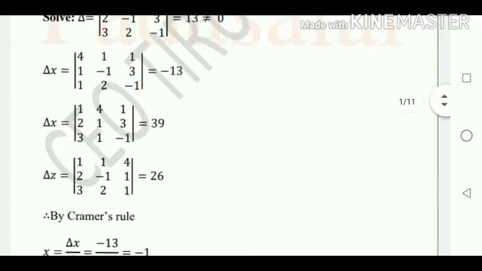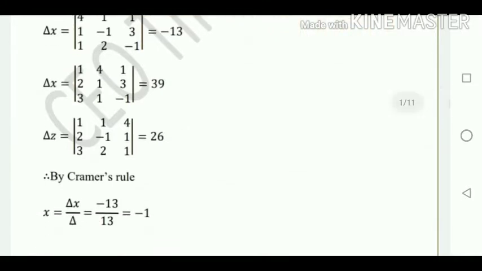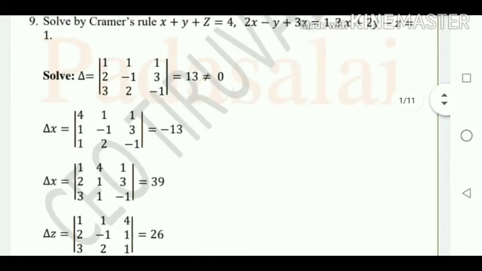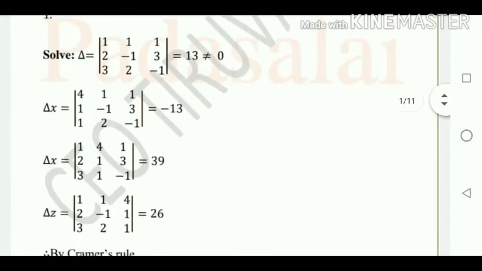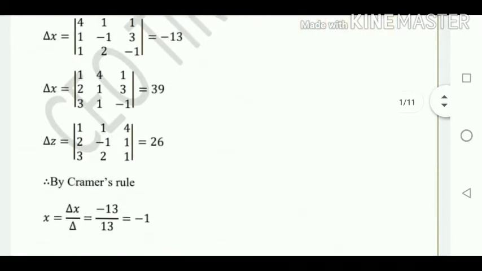Likewise, you find the value of delta z by changing the third column as 4, 1, 1 instead of 1, 3, minus 1. That is, so you write 4, 1, 1 here. Then find the values of the determinants. It is 26 here. Okay. Now apply Cramer's rule. By Cramer's rule, the value of x equals delta x by delta. The value of delta is 13. Therefore, minus 13 by 13 gives minus 1.